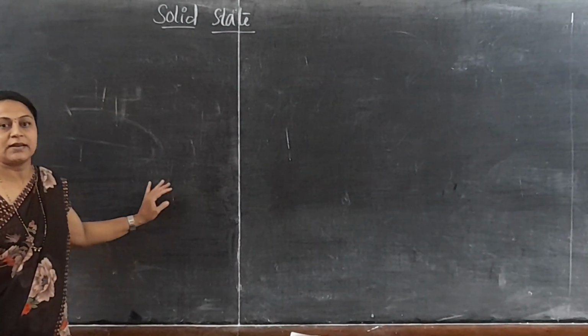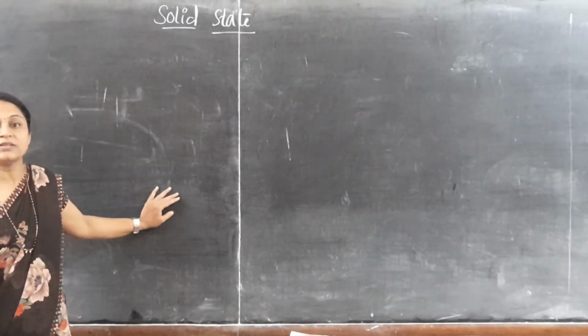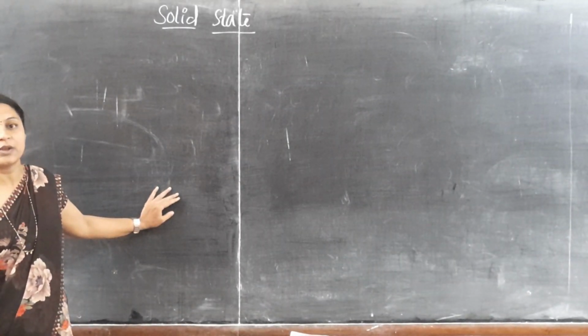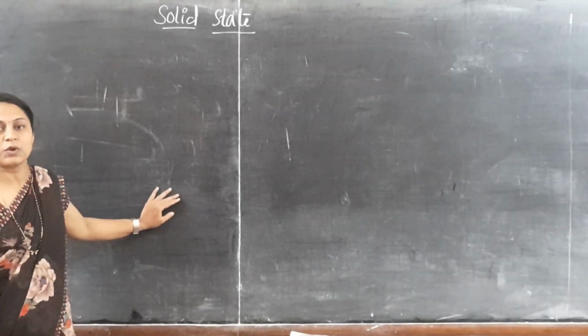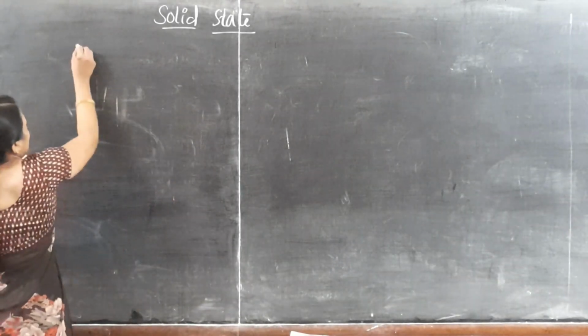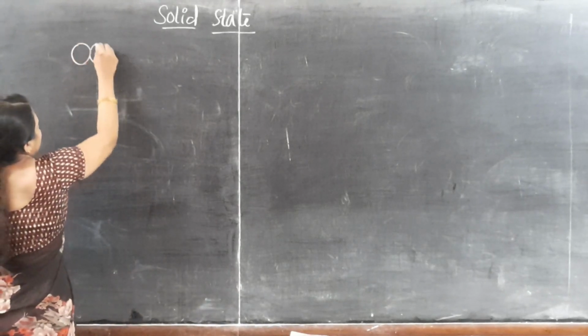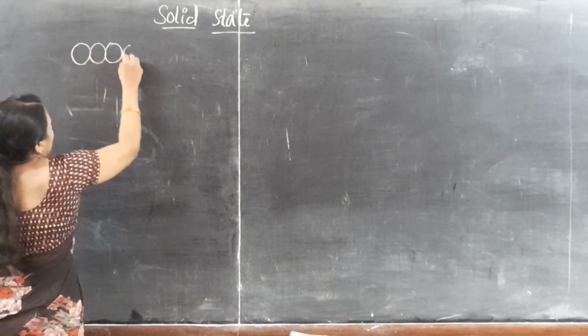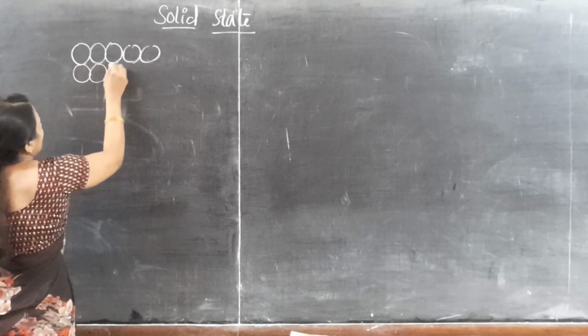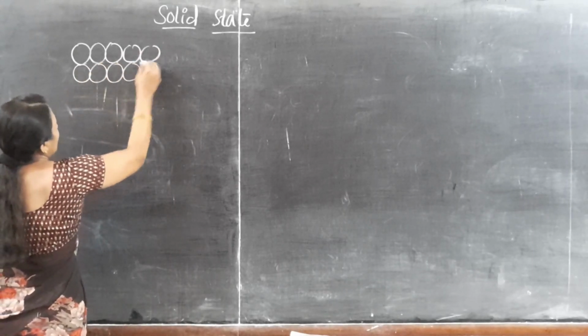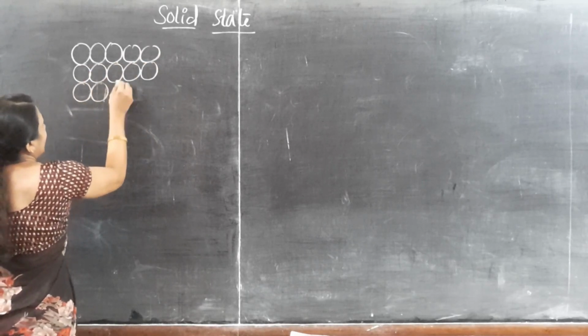In solid state, as you know already, the constituent particles are regularly arranged. Very few of the characteristics of solid state you already know. Consider one crystal solid. Here the constituent particles are regularly arranged, so the solids have a definite shape.